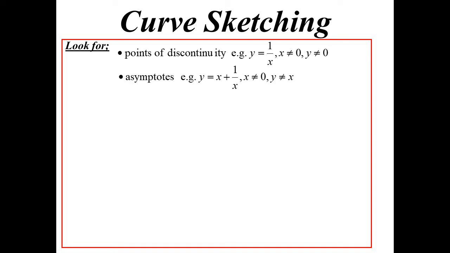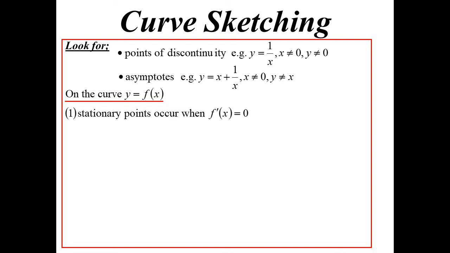In this one, we'd have x equals 0 because of the bottom of the fraction, but also y equals x because the fraction can't equal 0, therefore we can't get x plus 0. Then on our curve, y equals function x, whatever it happens to be, we now know stationary points. That's going to be when the first derivative is equal to 0. So that's the first thing we go looking for.